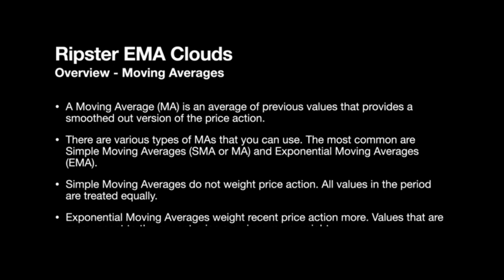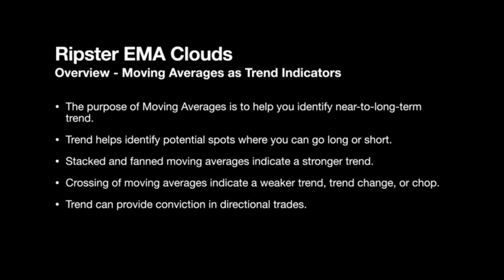921, 821 are common exponential moving averages, and a whole variety of different numbers in between. So the purpose of moving averages is to help you identify near to long-term trends. And trends help you identify potential spots where you can go long or short. Ideally, as close to a trend change where we have conviction in that trend, we want to take a position long or short. And so using EMAs or moving averages, you can start to identify some of those trend changes.